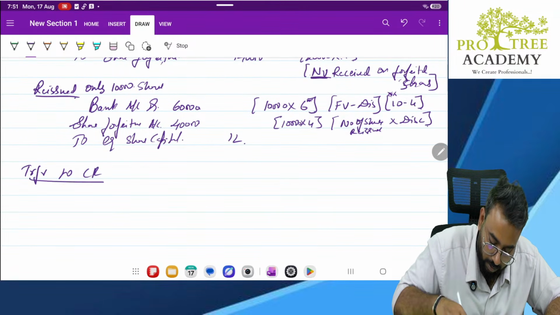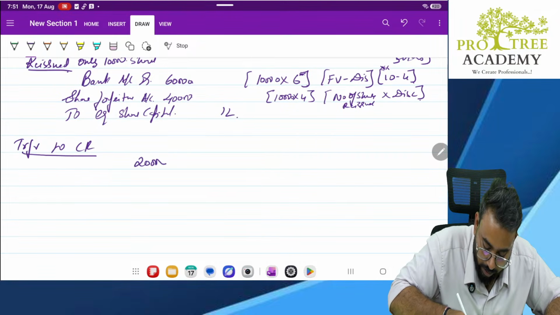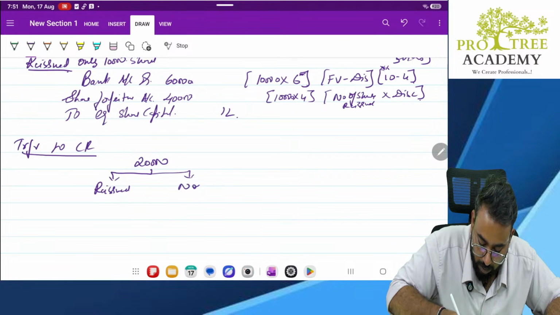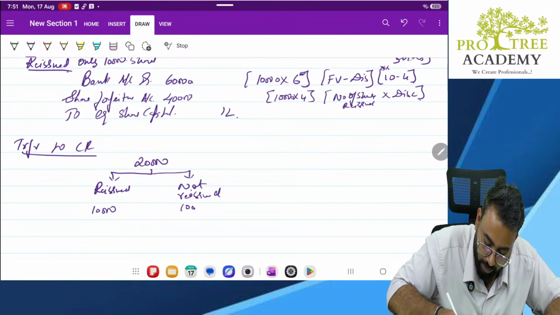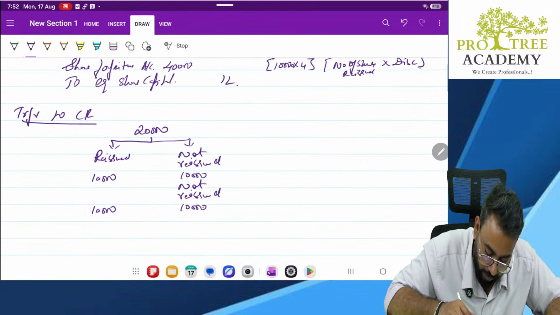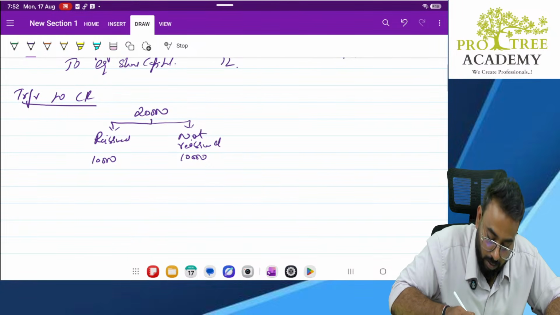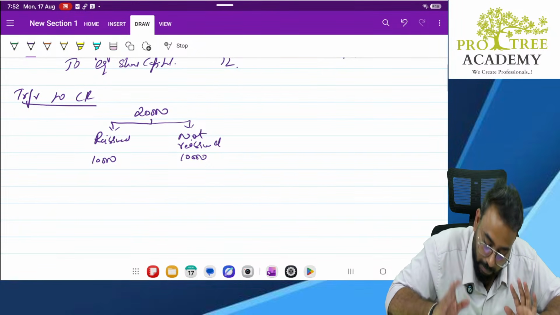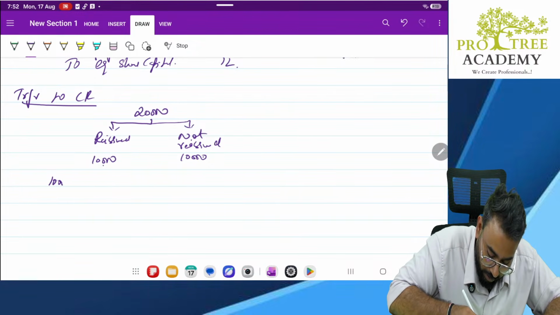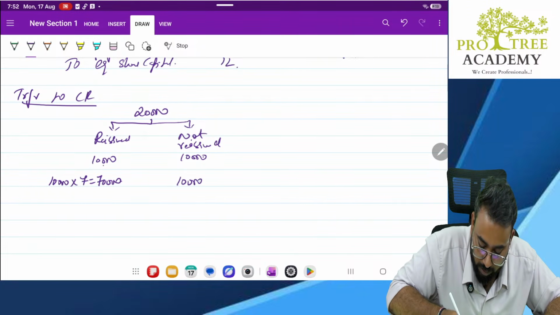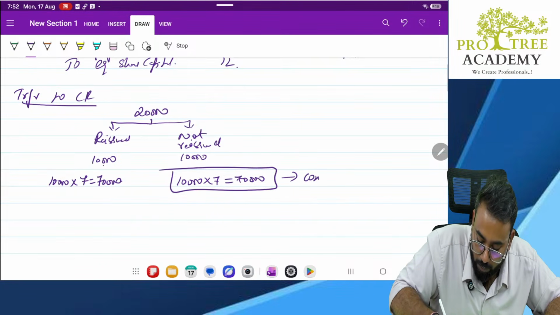Transfer to capital reserve. Total shares cancelled is 20,000. Reissued, not reissued: 10,000 reissued, 10,000 not reissued. Okay. What is the forfeiture balance? We have to segregate now the forfeiture balance. What is the forfeiture on this? 10,000 into 7, 70,000. And 10,000 into 7, 70,000. This will continue in the forfeiture account.